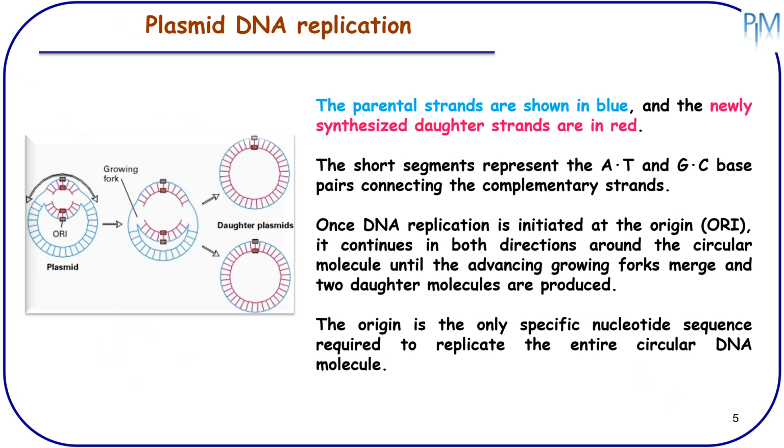Well, can you explain how plasmid DNA replication works? The blue strands are the original ones and the red ones are the new ones. The short segments represent the AT and GC base pairs that connect the complementary strands. The replication starts from the ORI and proceeds around the circular molecule in both directions until the growing forks merge, forming two daughter molecules. The ORI is the only specific nucleotide sequence required to replicate the entire circular DNA molecule. In the end, we get two identical daughter plasmids.